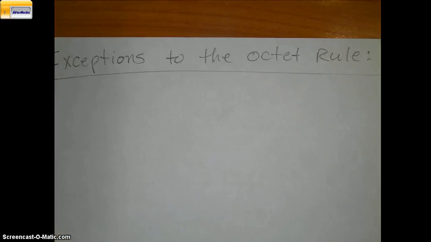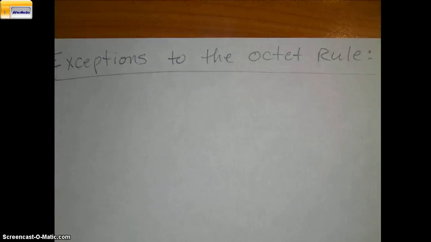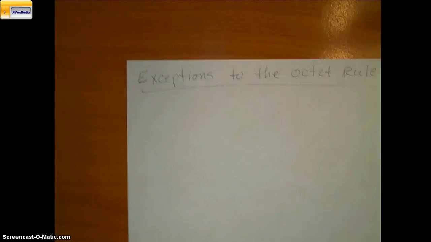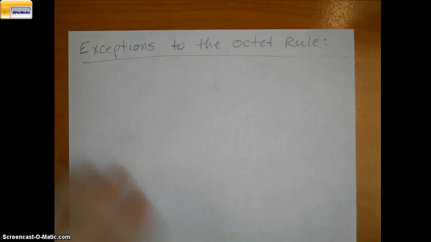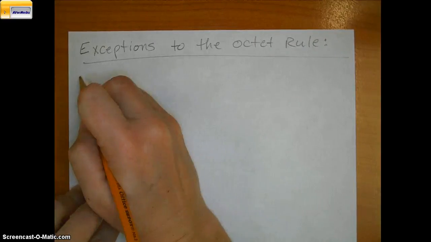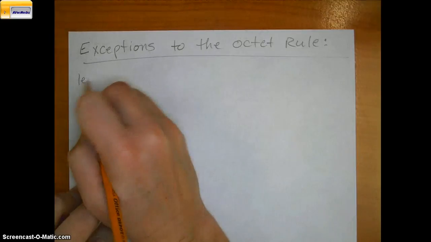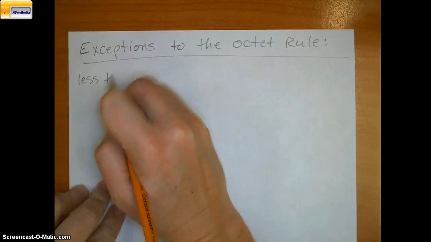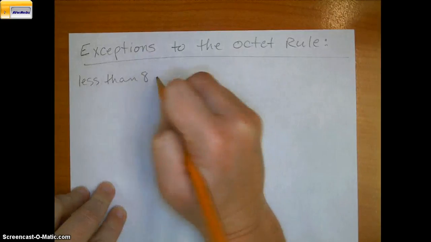Right, so now we need to talk about some exceptions to the octet rule, because as you have realized in chemistry, anytime I give you a rule, there's almost always an exception. So for this one, we're going to look at two types of exceptions, and the first is elements that are perfectly happy with less than 8 electrons.